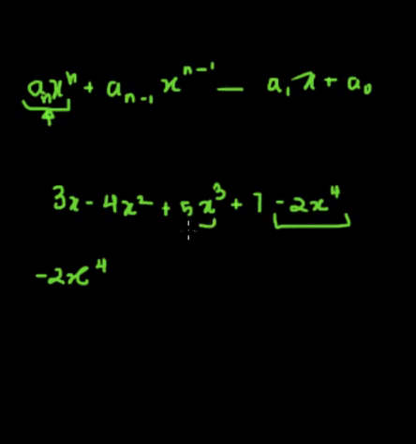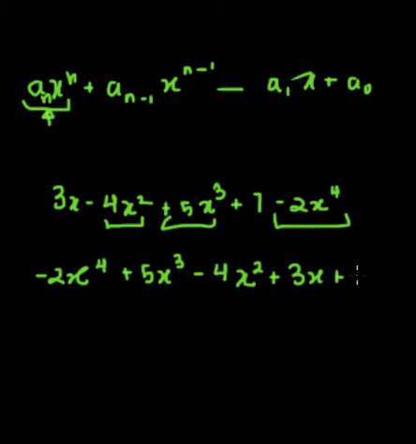And then comes 5x cubed, so plus 5x cubed. And then comes the next term, which is negative 4x squared, so you'd write minus 4x squared. And then 3x, so that will be plus 3x. And then you have plus 7.